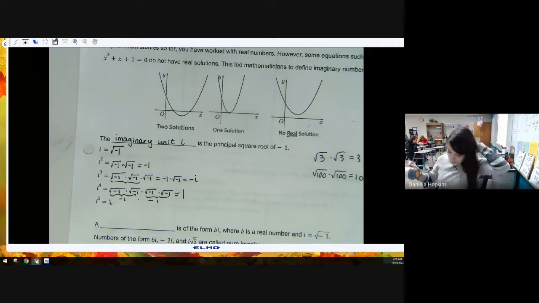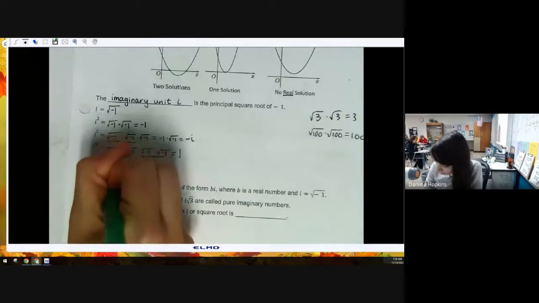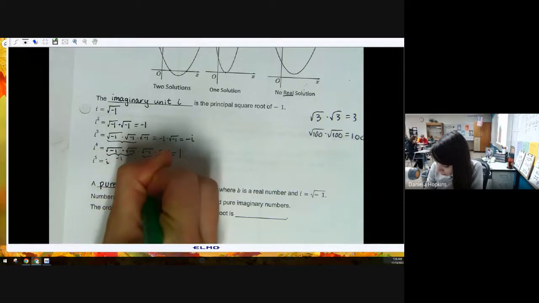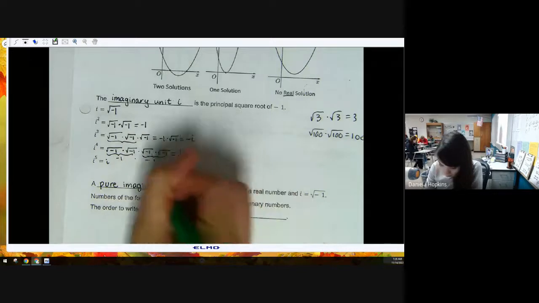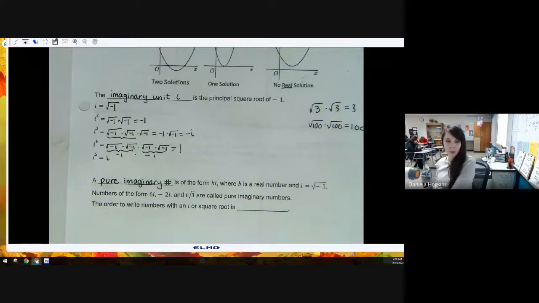So these imaginary numbers come in a certain form. Today we're going to talk about just a pure imaginary number. Pure imaginary number. I ran out of room. Let's put the little hashtag for number. You guys know that means number. It is of the form bi, meaning there's a number times i, where b is a real number and i is equal to the square root of -1.